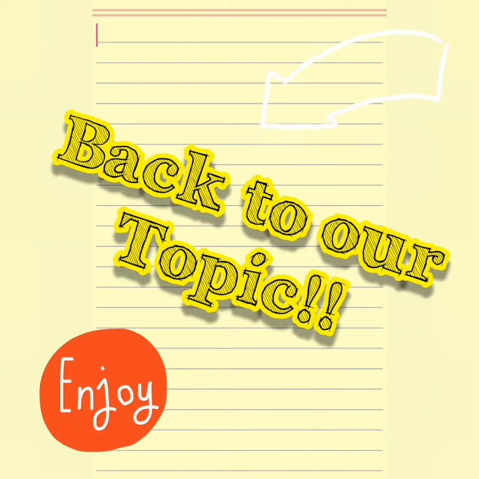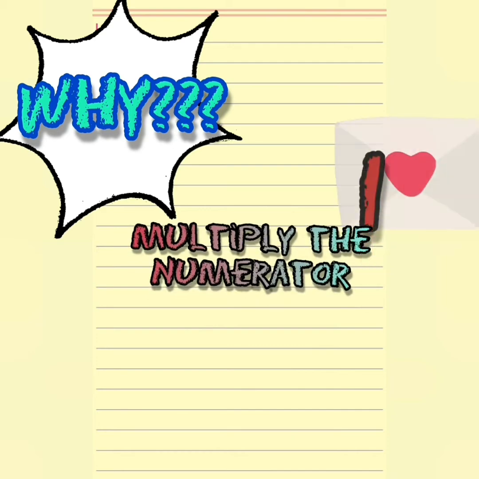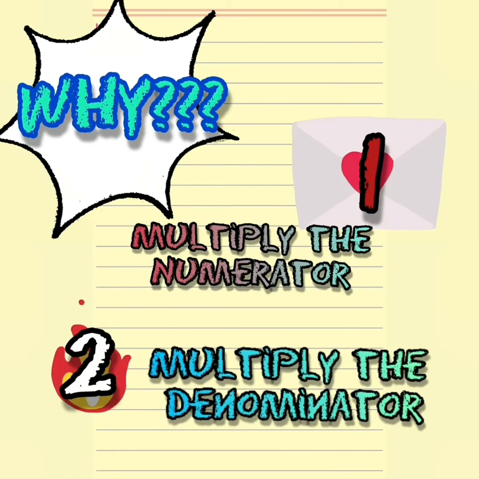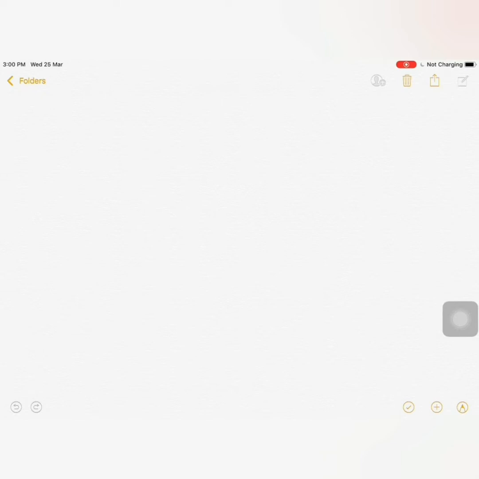Now back to our topic. I think multiplying fractions is easier compared to our previous lessons. It is easier because all you have to do is to multiply the numerators first, then multiply the denominators and you're done. Let's have these two fractions as our first example. 2/3 times 4/5.